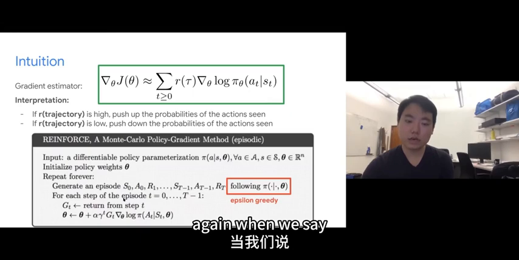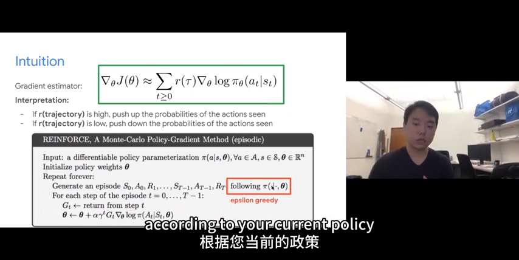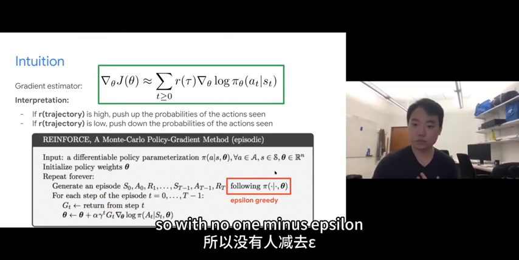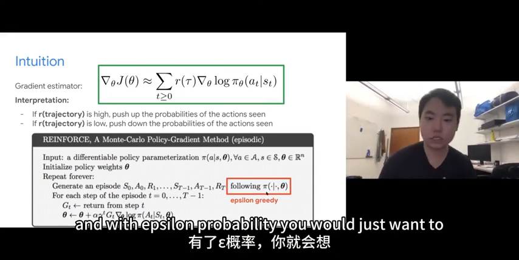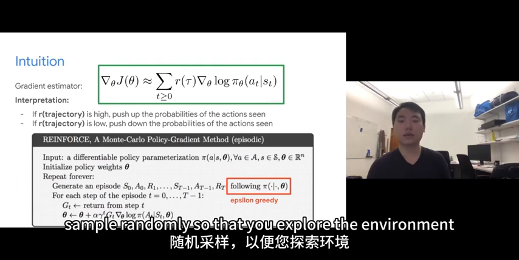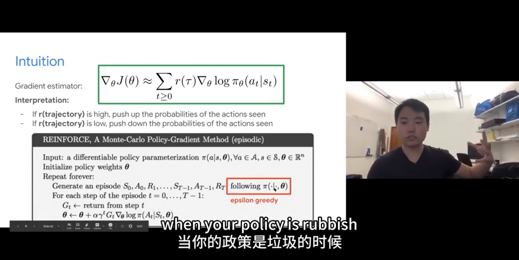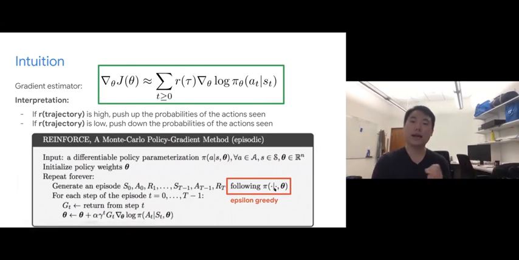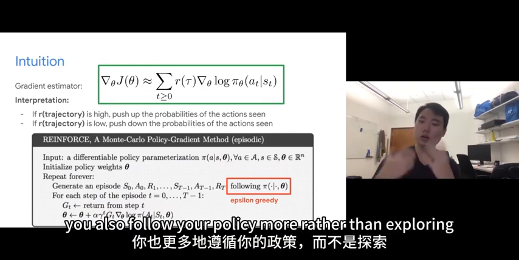Again, when we say sample an episode or sample a trajectory according to your current policy, you want to do something that's epsilon greedy. So with 1 minus epsilon, follow the current version of your policy pi. And with epsilon probability, you would just want to sample randomly so that you explore the environment. And this epsilon should start really high. So at the start, when your policy is rubbish, you would just do all exploration. And slowly, as you get a better policy, you will also follow your policy more rather than exploring.